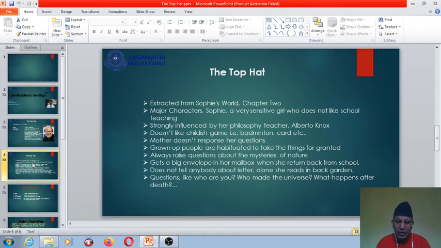What happened when she returned from school and got big envelopes in her mailbox? She does not share the matter with anybody. She just takes the envelopes, goes to the corner of the back garden, and reads. In the envelopes are questions, one after another, gradually increasing. Questions like, who are you? Who made this universe? What is life? What happens after death? Such questions come one after another, frequently, from an unknown sender, and possibly you can guess that these questions are sent by Alberto Knox, because he is an excellent, inspiring teacher, and he inspires Sophie in such a philosophical world.